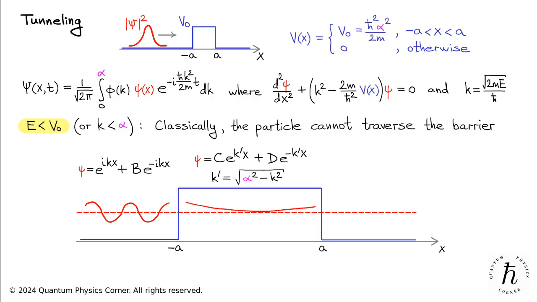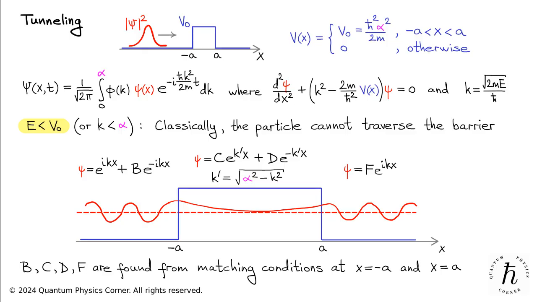Finally, in the transmission region to the right of a, there is only a right-moving plane wave with wave vector k. Its amplitude is denoted by f. The function psi presented here has four complex-valued parameters, b, c, d, and f, that remain to be determined. These parameters are found by ensuring that psi is smooth across the entire x-axis. In other words, b, c, d, and f must be chosen so that psi is continuous and differentiable at x equal to -a and a.